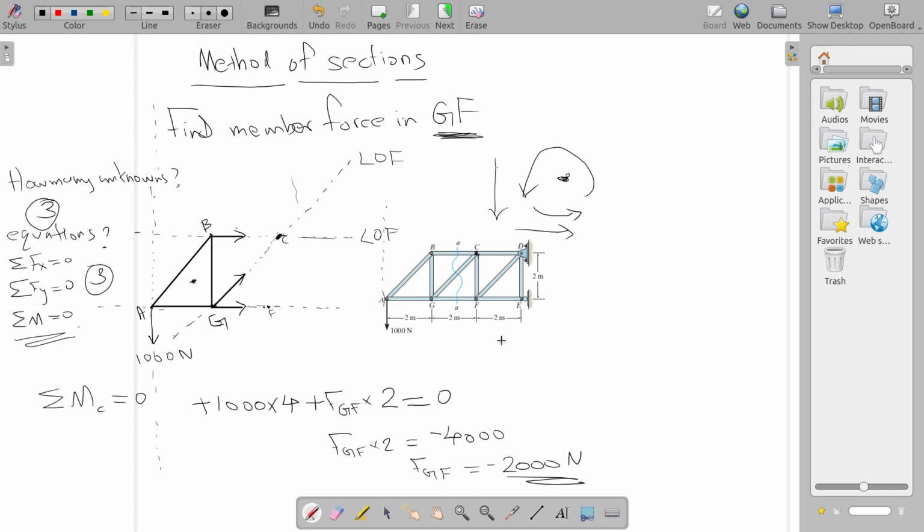Yeah, so one more thing here, we got a negative value for FGF. We assumed that we have tensile force in GF, right? The forces are away from the junction because we assumed it to be tensile, so our assumption was wrong. We have compressive force in GF, so that's okay.